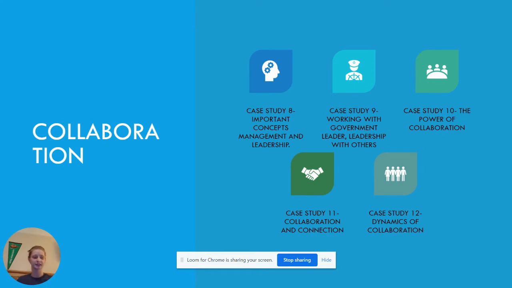In the first story, case study 8, collaboration was important between management and leadership. This is because it's really important to have good managers and good leaders, which makes good, happy employees. Case study 9 was about working with the government, leadership, and other leaders. Case study 10 talked about the power of collaboration. Case study 11 talked about collaboration and connections. And case study 12 was about the dynamic of collaboration.